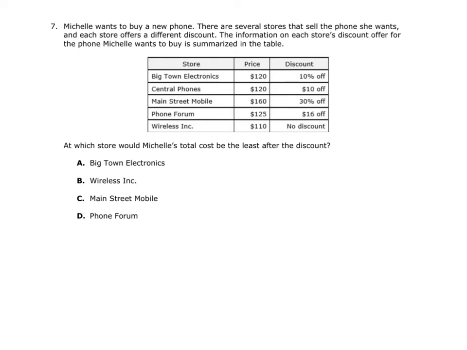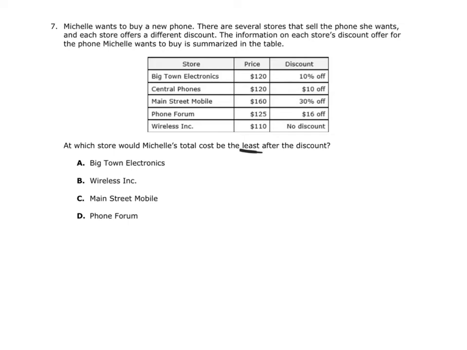Number 7 says Michelle wants to buy a new phone. There are several stores that sell the phone she wants, and each store offers different discounts. The information on each store's discount offer for the phone Michelle wants to buy is summarized in the table. At which store would Michelle's total cost be the least? So the smallest after the discount.